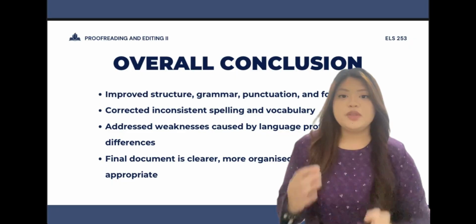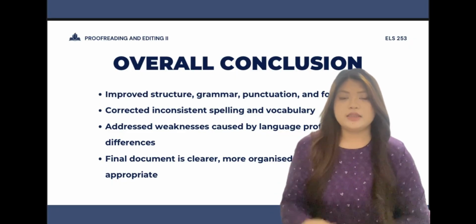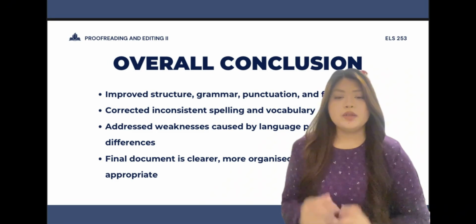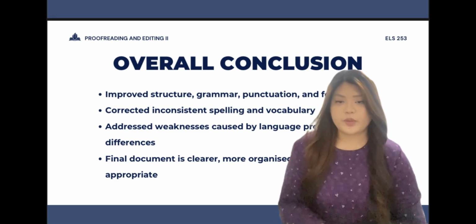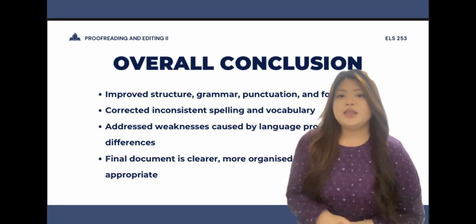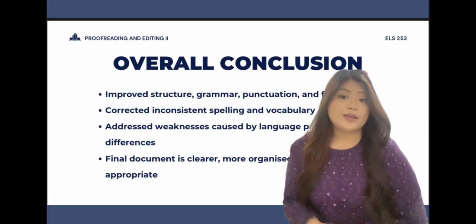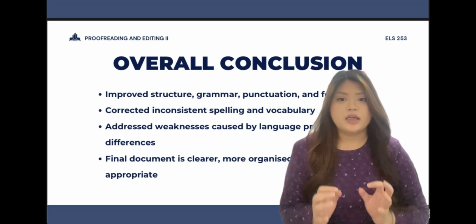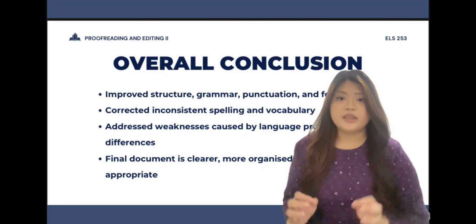In conclusion, the weaknesses in the original case study, such as issues with structure, spelling, grammar, punctuation, formatting, and vocabulary, were largely due to differences in language background. Through proofreading and editing, I was able to improve the clarity, flow, and academic quality of the document. This task also showed me how important language proficiency is in producing effective academic writing.